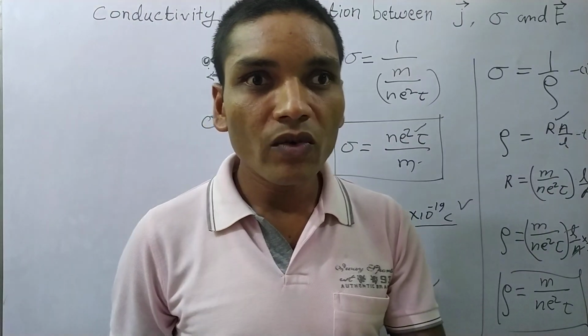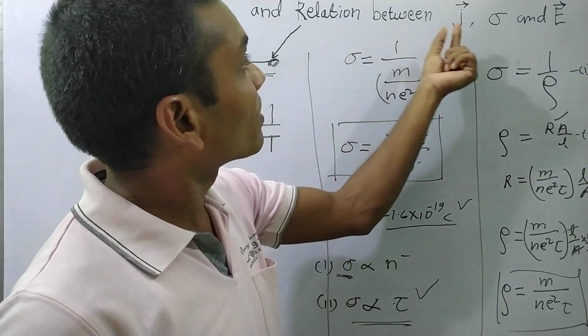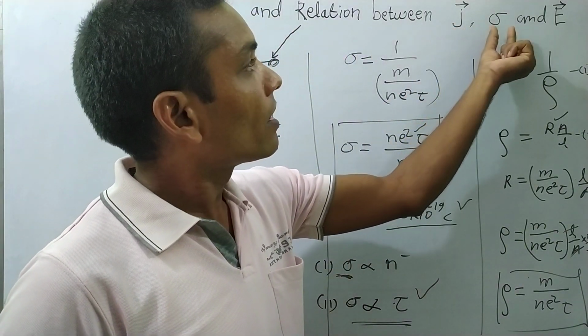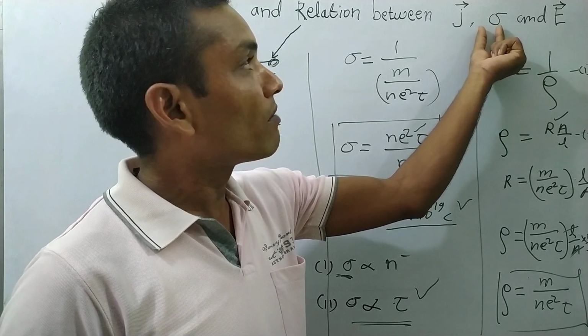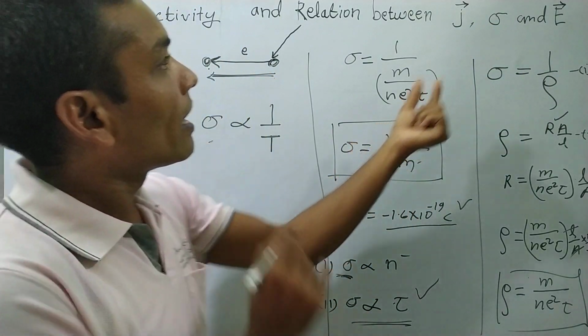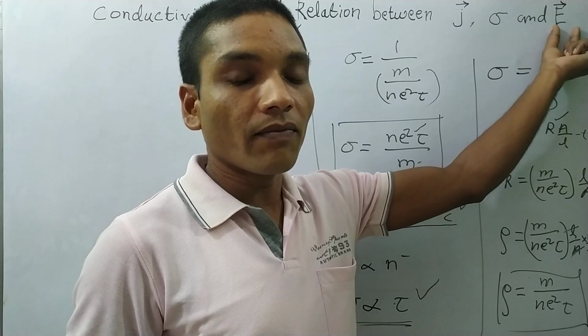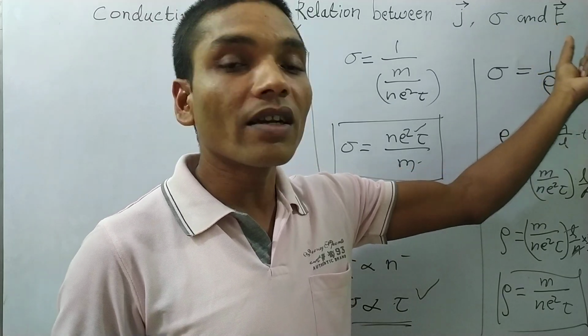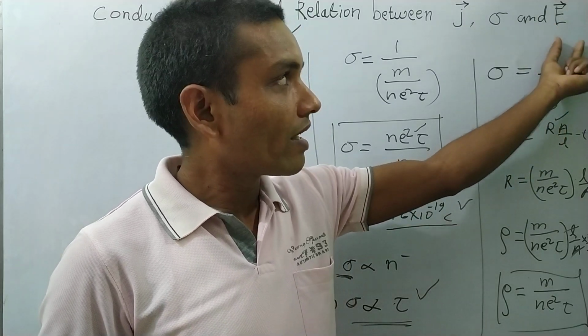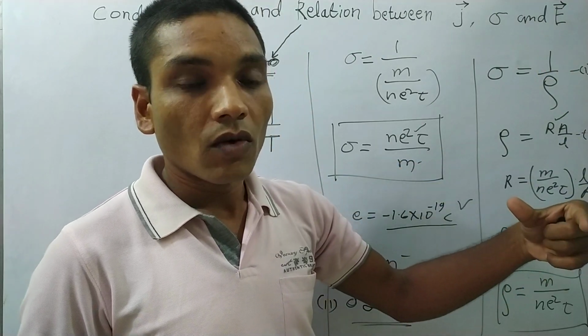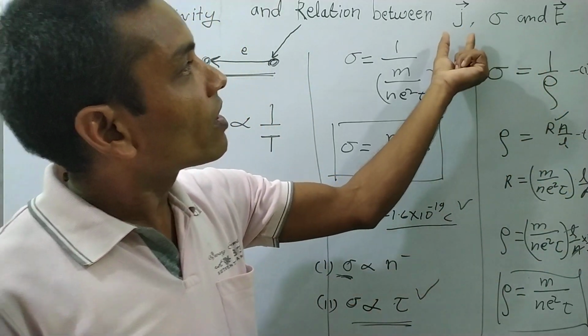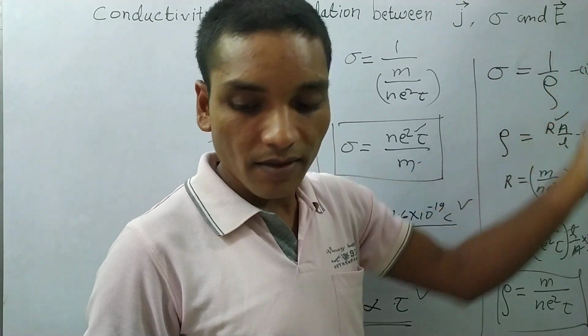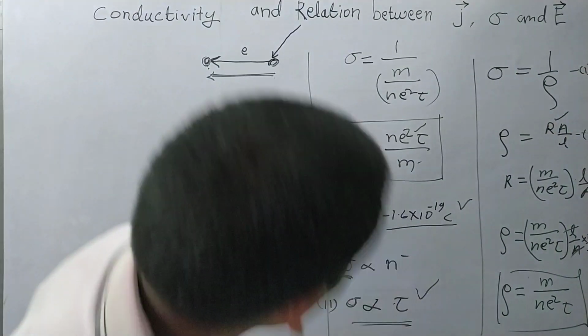Now we will have to understand the relation between current density and sigma. Sigma means conductivity, and E is the electric field, or intensity of electric field, or electric field strength. So we have to understand the relation between these.